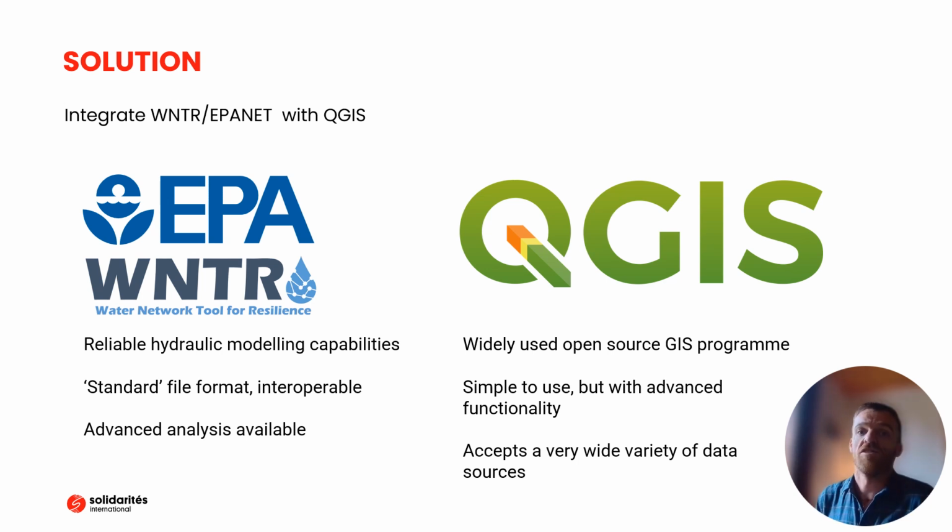QGIS is an open source GIS program. You'll probably either know how to use it yourself or have seen other people using it in emergency responses. It's simple to use, but does have advanced features available. And one of the great things about it is it accepts a huge variety of different types of data sources.